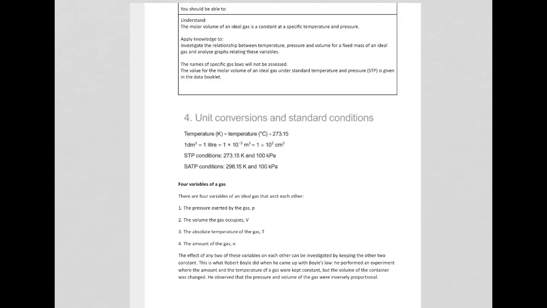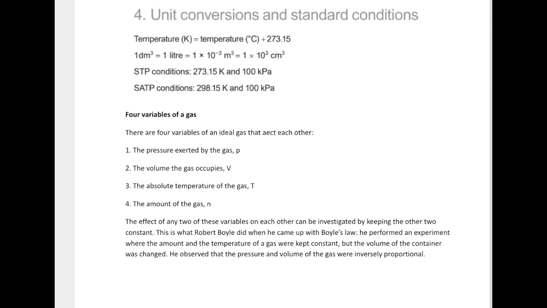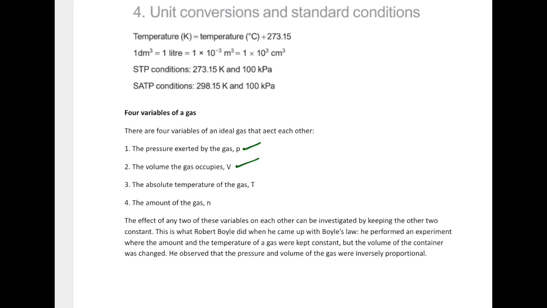Let us now look at the different variables of a gas. So there are 4 variables. You have pressure, volume, temperature, and amount of gas, that is number of moles of the gas. Normally, pressure is measured in Pascal. IB will often use kilopascal.